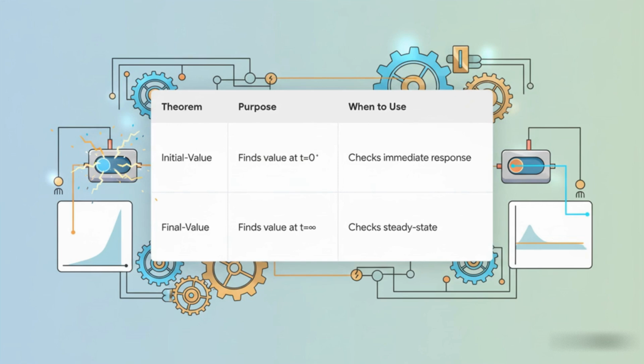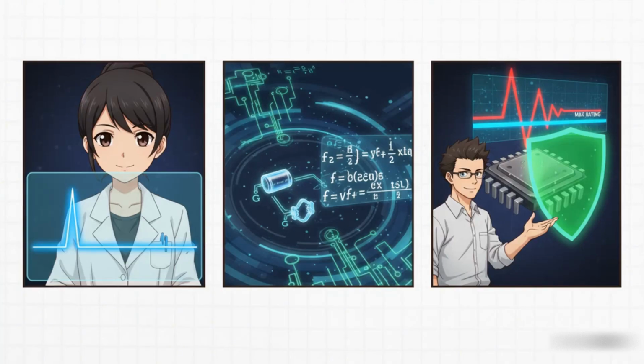First, there's the initial value theorem. That lets us calculate what's happening the instant after a change happens, checking our immediate response. Then there's the final value theorem, which tells us what the circuit looks like after a really long time, checking that final steady state. It's kind of like peeking at the first and last pages of a book to make sure the story tracks. So, when you put it all together, what's the big payoff for doing all this?